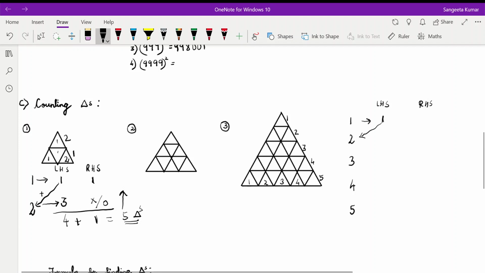So this one is written as it is. Then we add it with 2 to get the next number 3. Then this 3 is added to 3 to get the next number 6. This 6 is added to 4 to give you 10. This 10 is added to 5 to give you 15. So we have got our LHS.